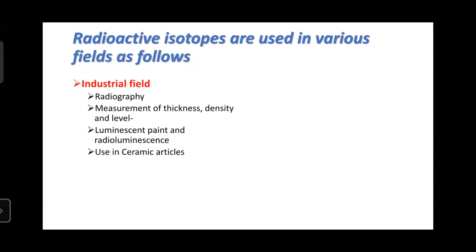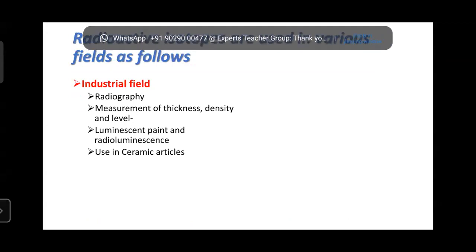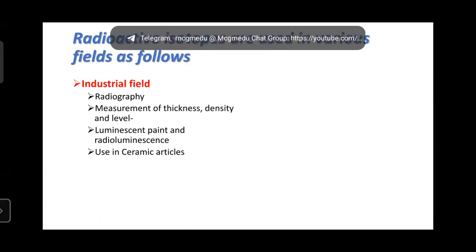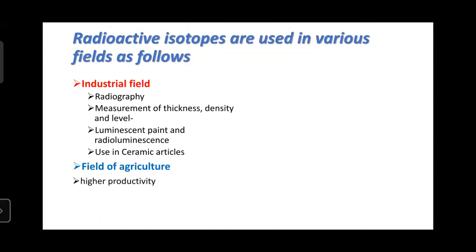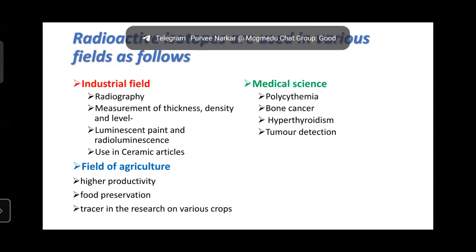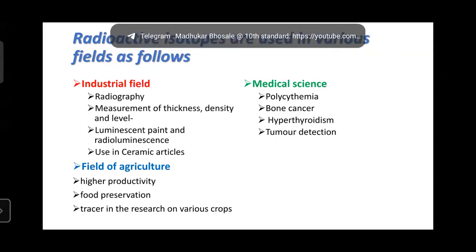Radioactive isotopes are used in various fields. First is the industrial field: radiography, measurement of thickness, density, and level, luminescent paint and radioluminescence, and use in ceramic articles. Next is the field of agriculture: for higher productivity, food preservation, and tracing various crops in research. Next is medical science: polycythemia, bone cancer, hyperthyroidism, and tumor detection are the fields where radioactive isotopes are used.